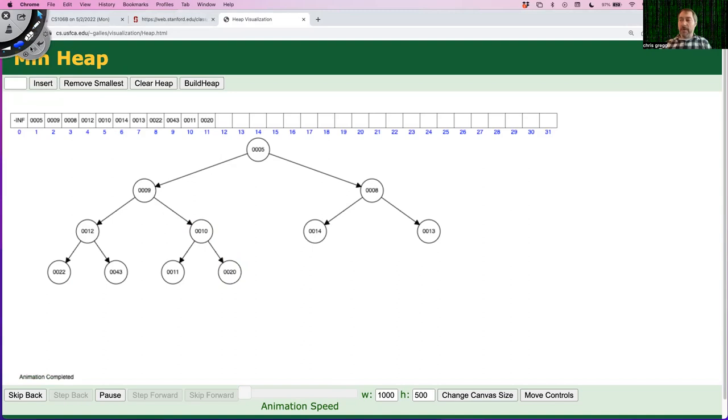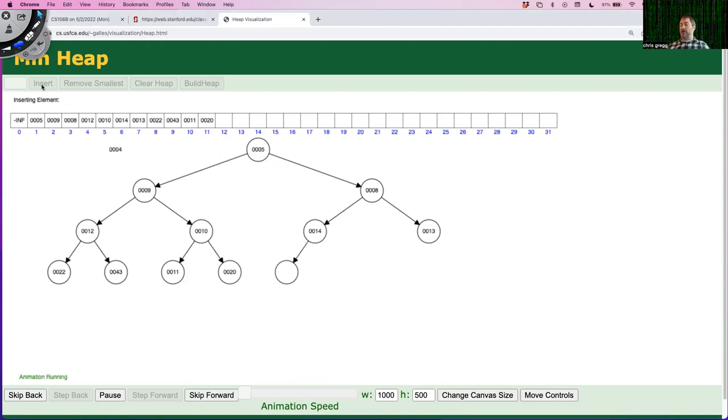Now let's insert 4. If I'm now going to insert 4, where is it going to go? Well, the next place to add one is here. I'm going to put the 4 there, and then I'm going to start bubbling it up. I'm going to see if I need to swap the 4 with the 8. And guess what? I'm going to have to actually swap the 4 all the way up to the 5. This is going to rearrange the heap in that way. Let's see if it works.